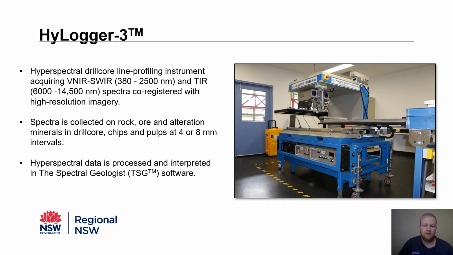Data is typically collected on diamond drill core, however occasionally is collected on chips, pulps and hand samples. Spectral data is processed and interpreted in the Spectral Geologist software, where measured spectra is matched against a spectral reference library and information such as mineral chemistry can be measured using scalars. External data such as lithology and assays can also be imported into TSG to be compared against your interpreted results.